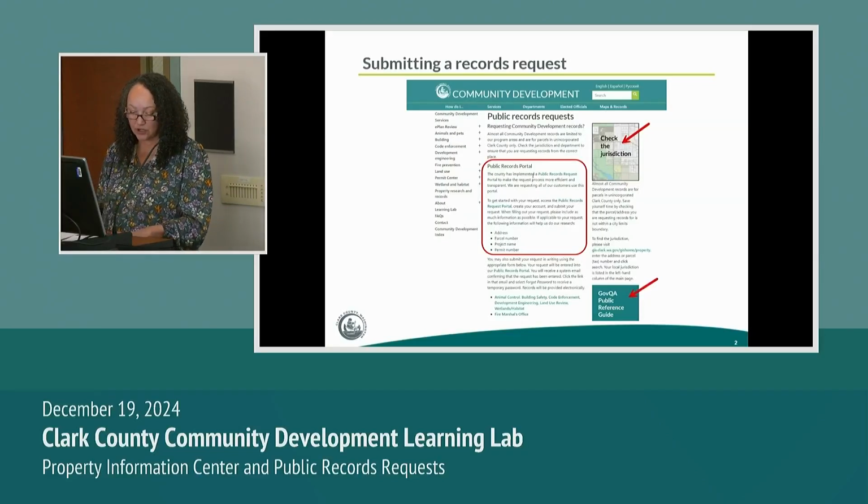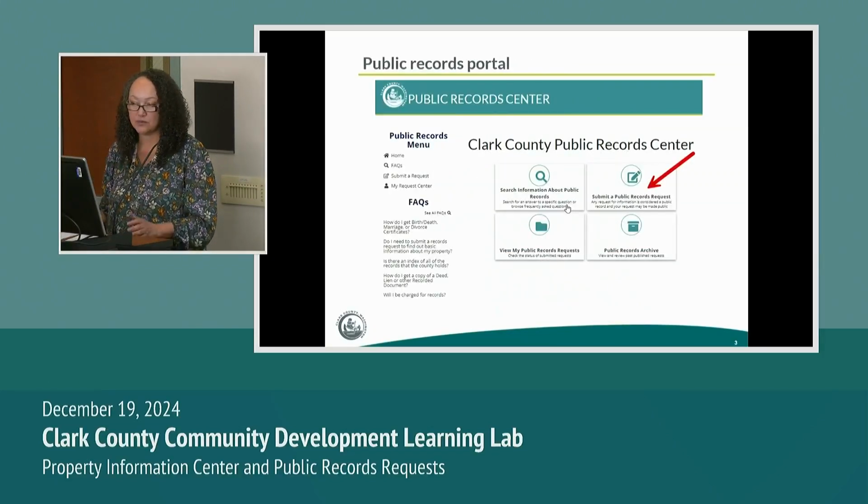So the types of records that we cover in community development are animal protection and control for Clark County and the City of Vancouver, building permits, code enforcement records, development engineering, land use, wetland to habitat, and fire marshal records. In the center of this page is a link where you would go to submit your public records request. So this is where you would end up, and then you would just click on the submit a public records request button here.